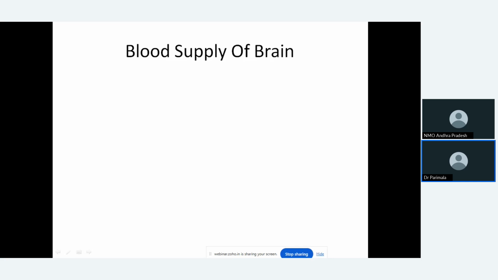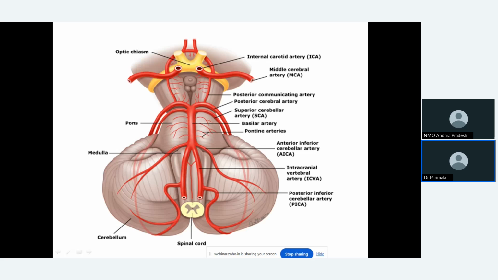So how is the circle of Willis formed? The circle of Willis is formed again by 2 arteries. They are internal carotid artery and vertebral artery. Is that clear? So the source of formation of circle of Willis is internal carotid and vertebral artery. They unite to form the circle of Willis. And from the circle of Willis, what are the 3 major arteries arising and supplying the brain? Anterior, middle, and posterior cerebral arteries.